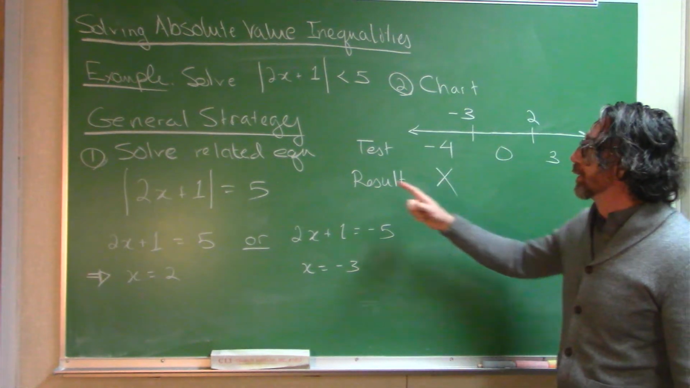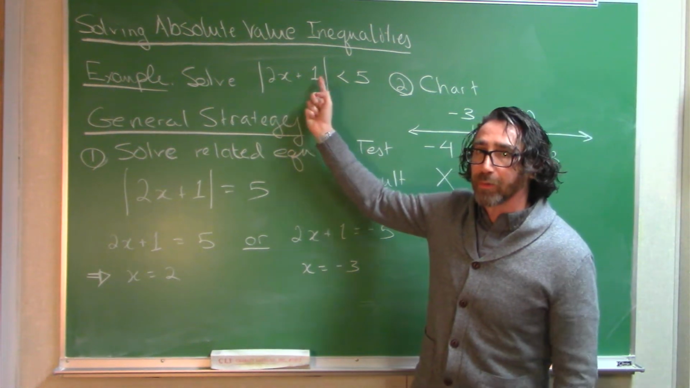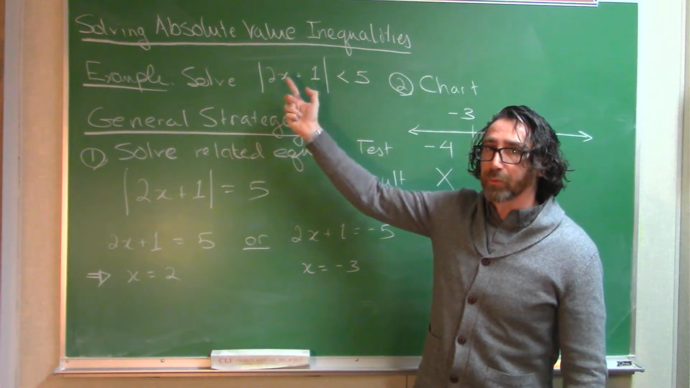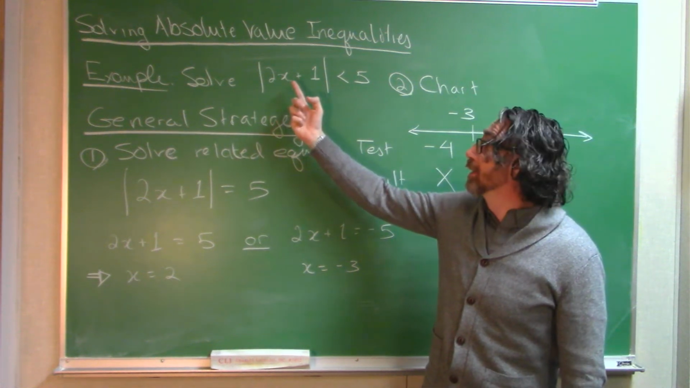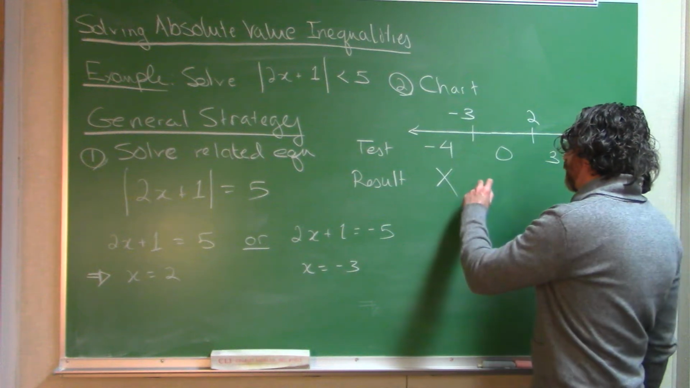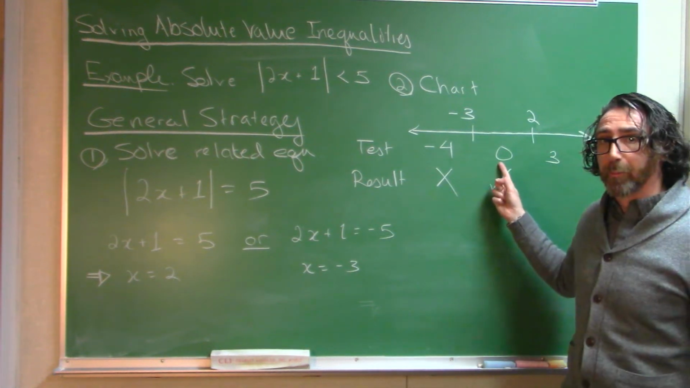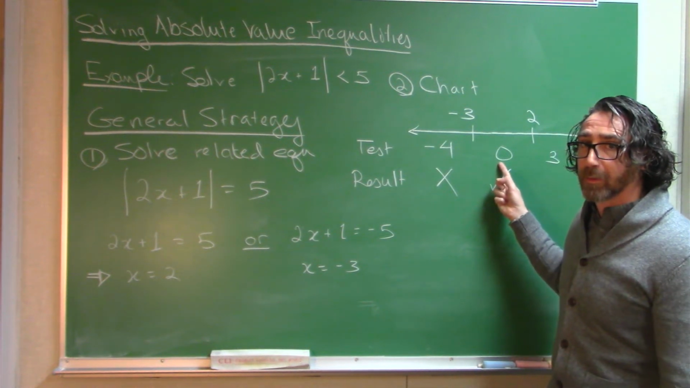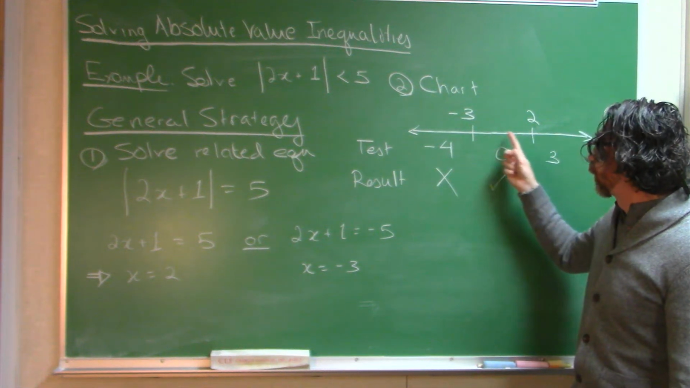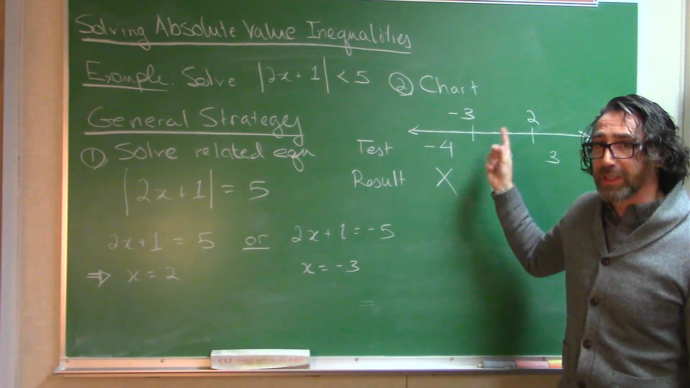Test value is 0. 2 times 0 is 0, plus 1 is 1. Absolute value of 1 is still 1. That is less than 5. So the inequality is true when we use our test point, and that means it will be true no matter what we use in this region.